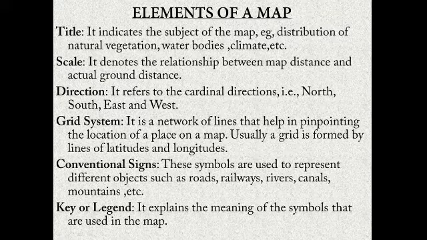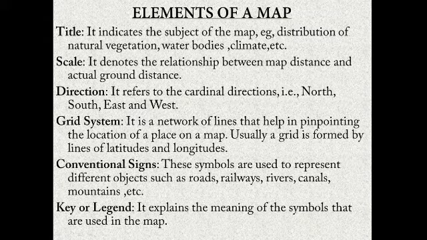And direction. It refers to the cardinal directions: north, south, east and west. Fourth one is grid system. It is a network of lines that help in pinpointing the location of a place on a map. Usually a grid is formed by the lines of latitude and longitude, and when a grid is formed, then only you can find out the four-figure grid reference I used to ask. That you can find out from this grid system.